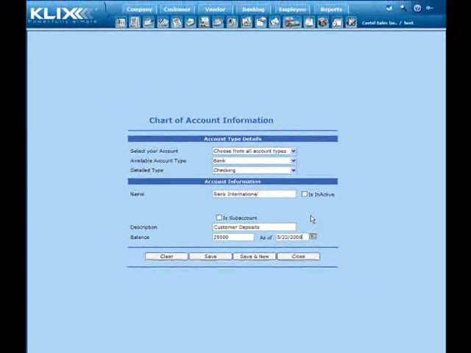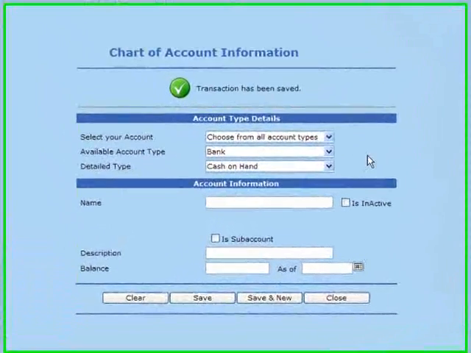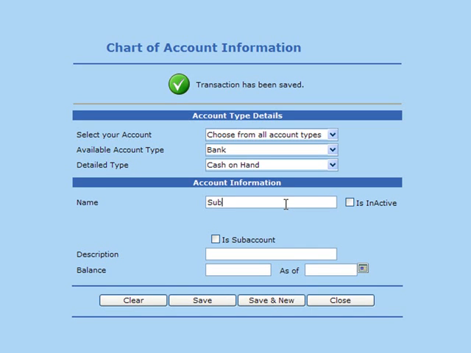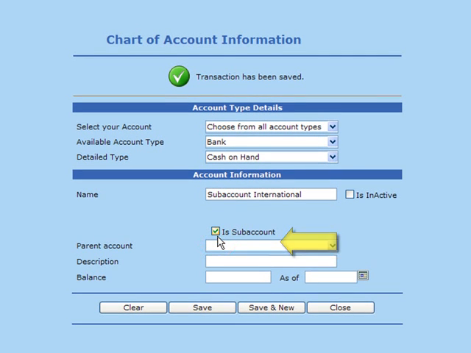With Klix, you can open as many bank accounts as you wish, and additionally, you can also open sub-accounts within any of your bank accounts. Let's suppose that you have several accounts within one bank, and you create sub-accounts. This way, you will always know by dividing the total by your sub-accounts exactly how much you have in that one bank account. Obviously, you must first establish the principal account prior to establishing the sub-account.